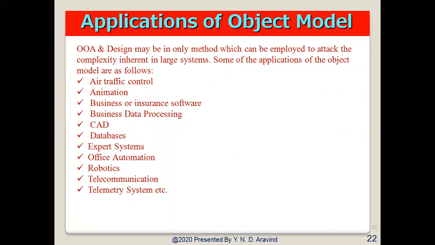Some of the applications of object models are air traffic control systems, animation systems, business or insurance software, business data processing, CAD applications, databases, expert systems, office automation, robotics, telecommunication, telemetry systems, etc. So these are the different applications where we can use object-oriented analysis and design.